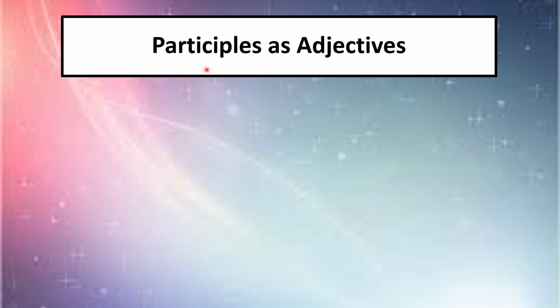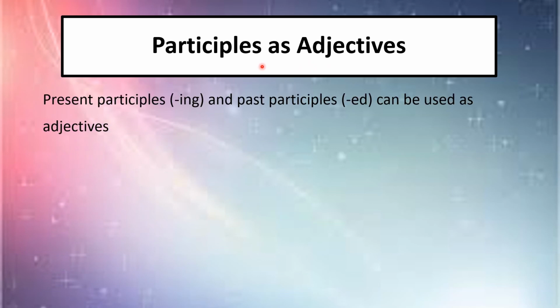Sometimes participles are also used as adjectives. Present participles that end in ing and past participles that end in ed can be used as adjectives. That is, she has an amusing personality. Amusing is participle. It is present participle and it has been used as adjective in this sentence.